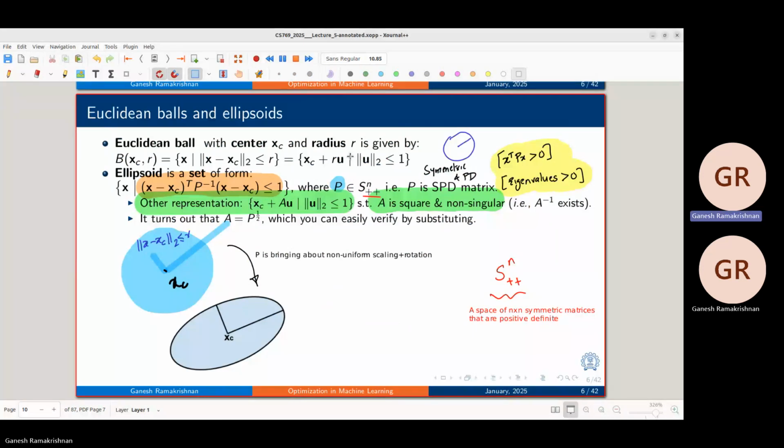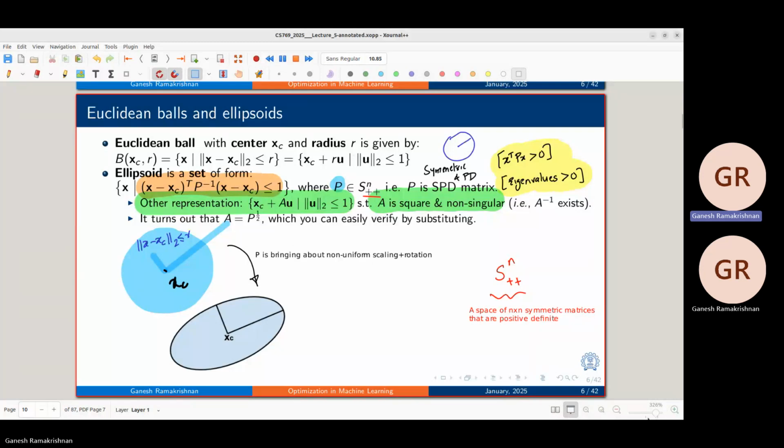Okay, so this is what is happening. You had norm of x minus xc less than or equal to r. P is bringing a non-uniform scaling plus rotation. Therefore, you have a major axis and minor axis. The non-uniform scaling is making it. You can take a scale by itself, but that will still not give you a major and minor axis.